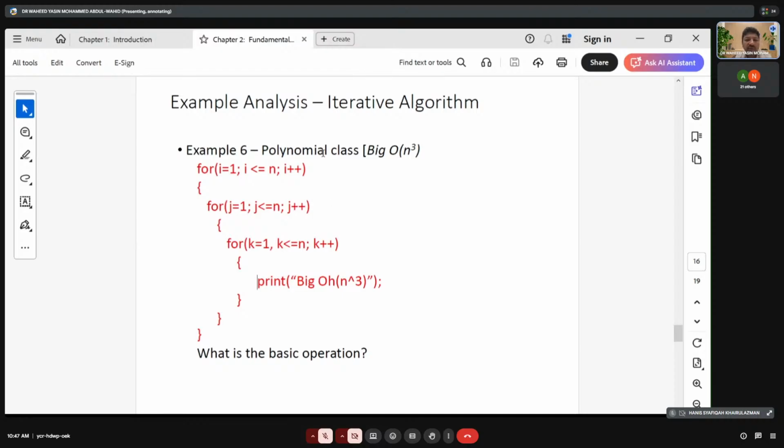Here, cube, we have three loops: i less than n, j less than n, k less than n. Big O, n to the power 3. Here we have n to the power 3.